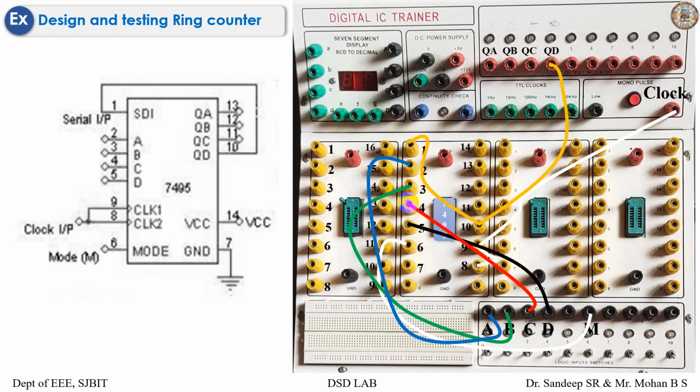Pin number 10 is given to output QD as well as your serial output port 1, and then pin number 11 is given as output for QC, pin number 12 is given as for output for QB, pin number 13 for QA, and 7 to ground, 14 to VCC. So this is your circuit connection that one has to carry out.